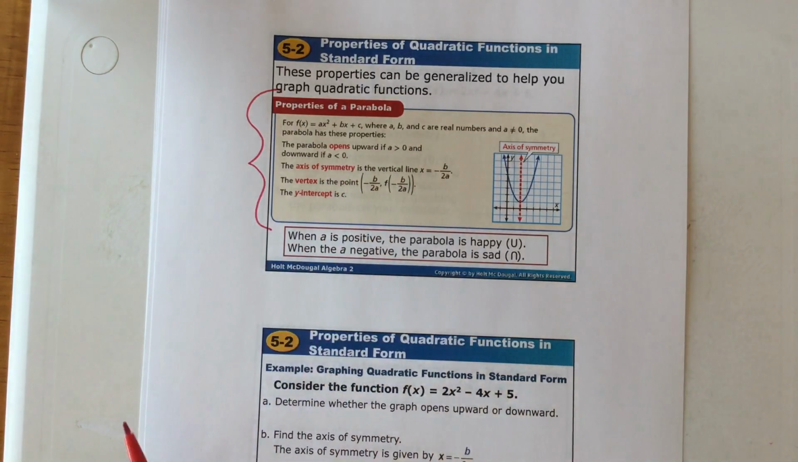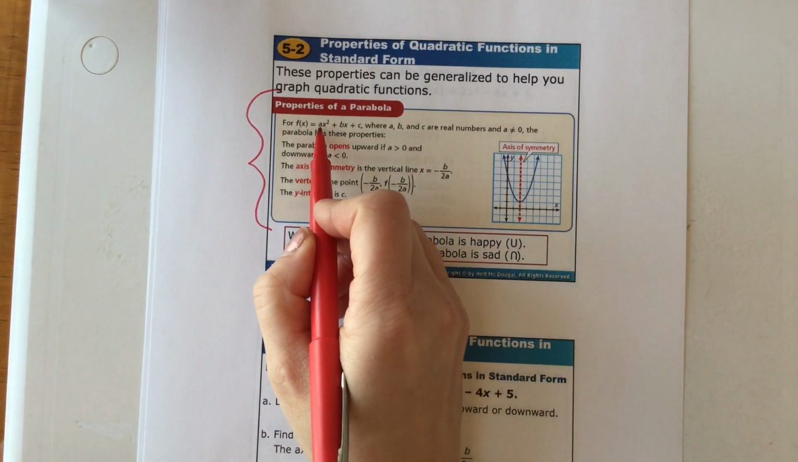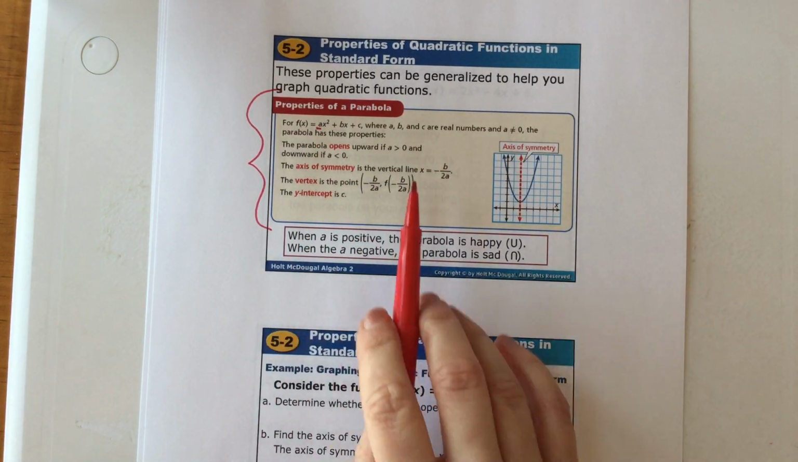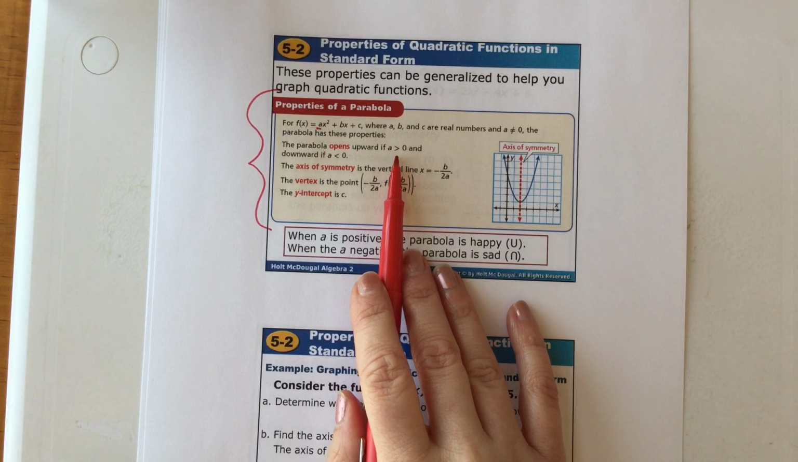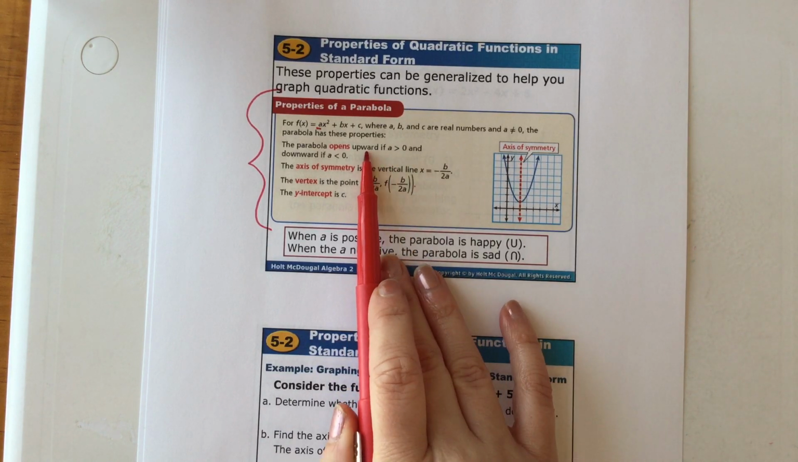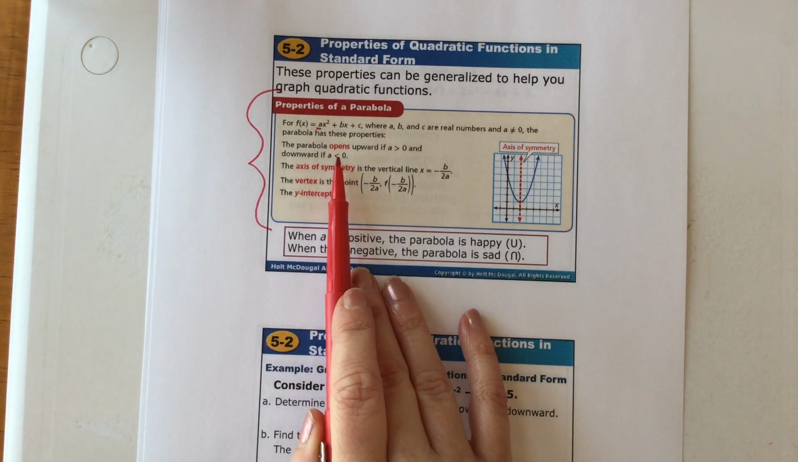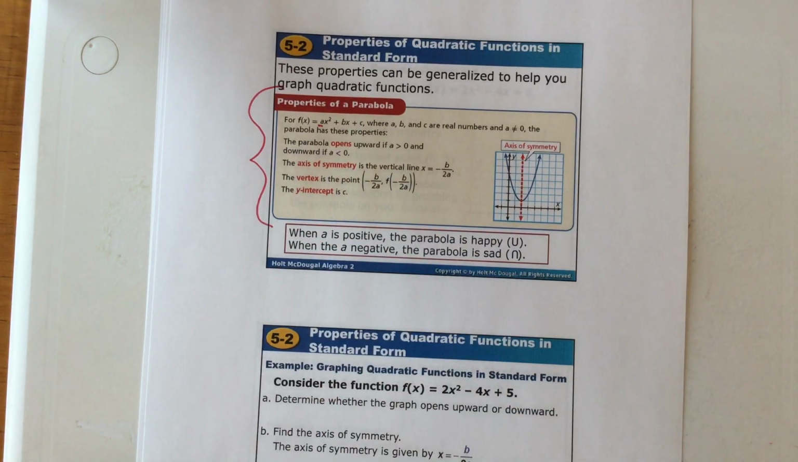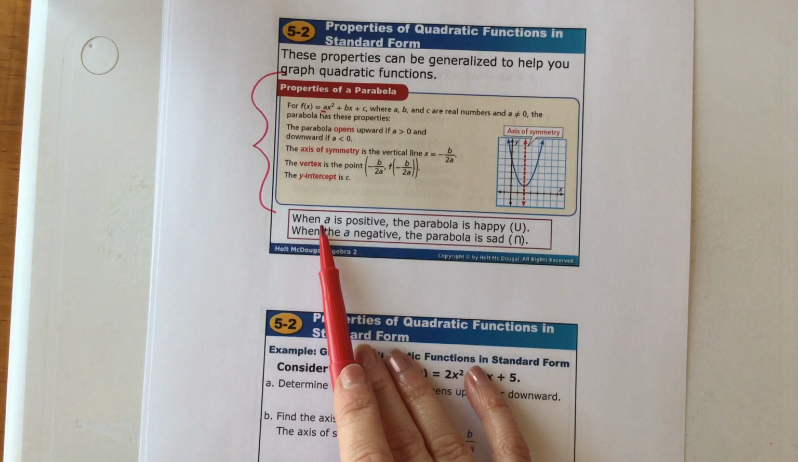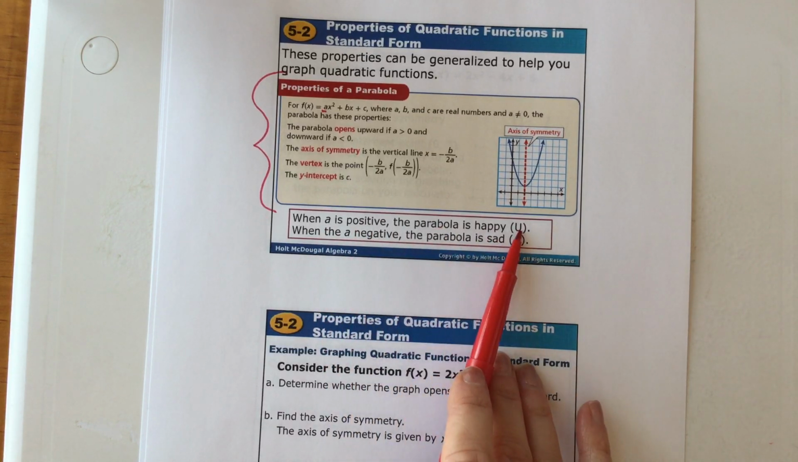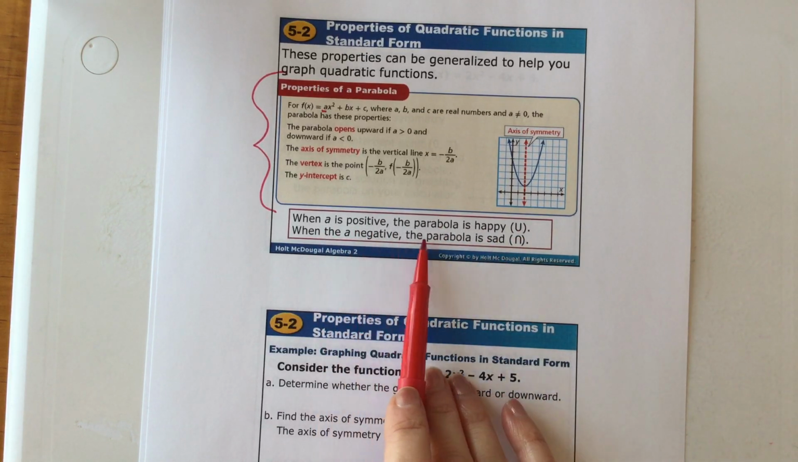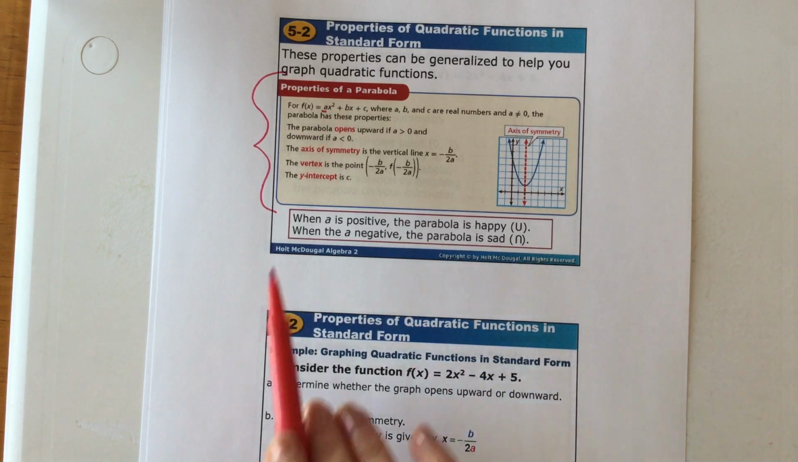If you want to see if the parabola opens upwards or downwards, you look at the a value. If a is greater than 0, so if a is a positive number, it opens upward. If a is less than 0, meaning it's a negative number, your parabola is going to open downwards. So I think of it like this. If a is positive, the parabola is happy, so it's smiling. If a is negative, the parabola is sad, so it's frowning, okay?